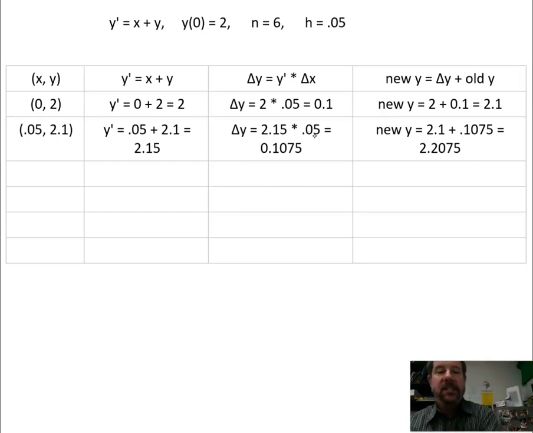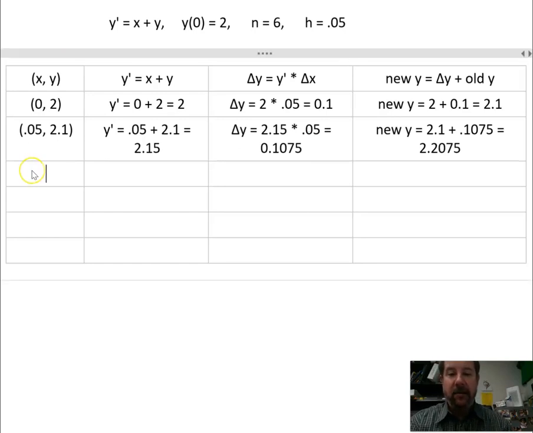This now gives me another new point. I've got to add 0.05 to the other x because we moved over that much again. So now I'm at 0.1, comma, and my new y is 2.207. And now you can truncate or round in your work.